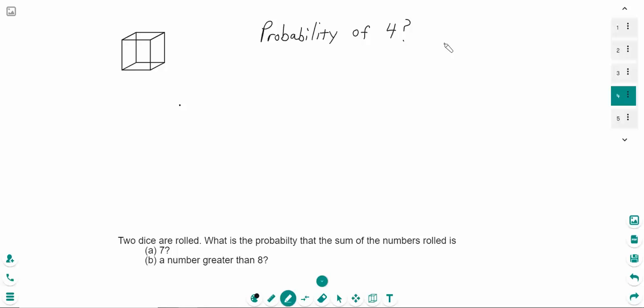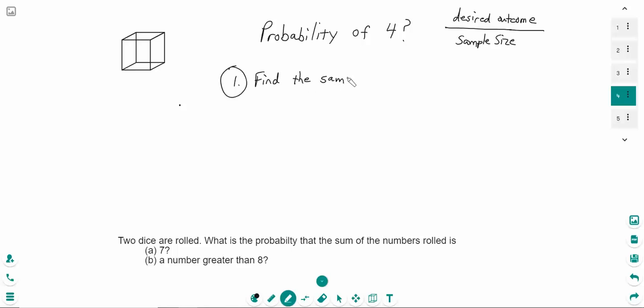In order to find the probability, remember, we need the sample size. That's always the denominator. And then we need what we'll call the desired outcome on top. What is the desired outcome? So the first step in these probability problems is always to figure out your sample size. That's so important. It's really the first thing to do. I might even write that. Step number 1, find the sample size.